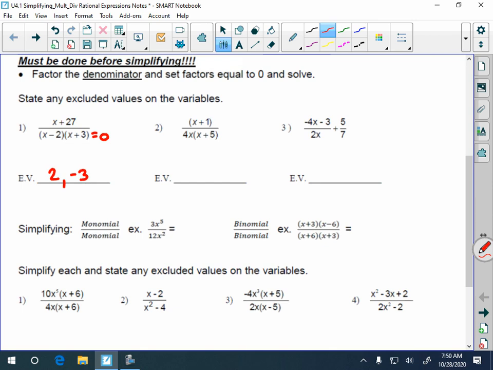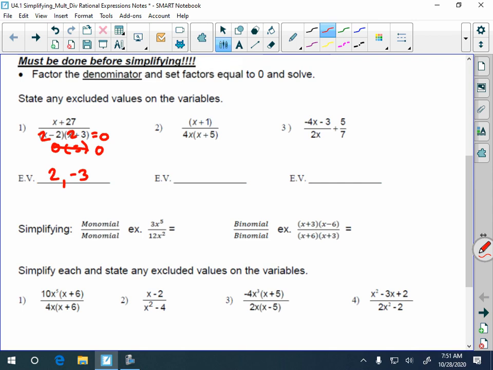We can see why 2 is going to be an excluded value, because if I plug 2 in here and here, 2 minus 2 is 0, 2 plus 3 is 5, and 0 times 5 is 0, and now I'm trying to divide by 0. So this all goes to 0 on the bottom, and I can't have that. The same thing works for -3. If I plug -3 in for x, it's going to make the denominator 0.